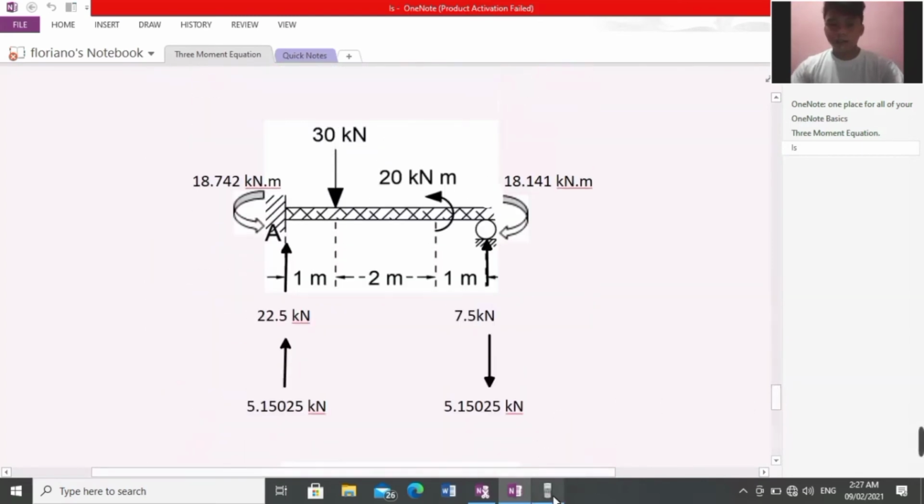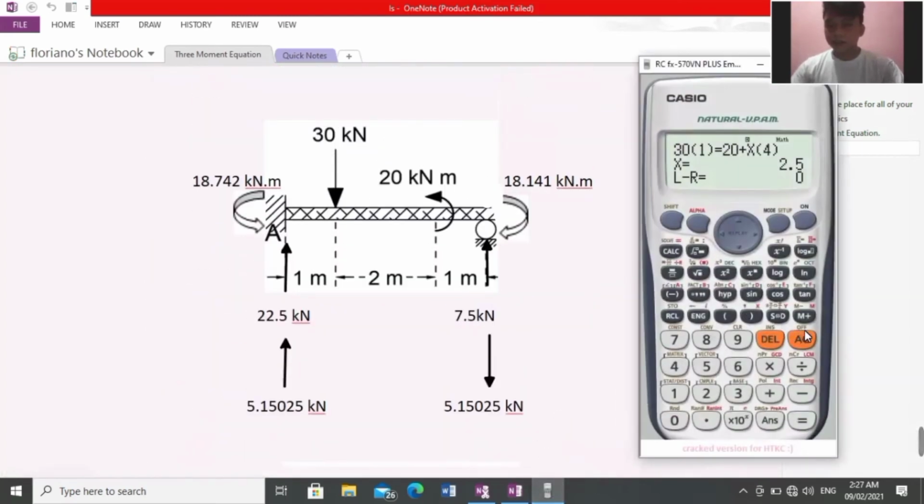Ito na. So, using calculator. So, clockwise is 30. The distance is 1. So, equals alpha x times the distance of this is 4.